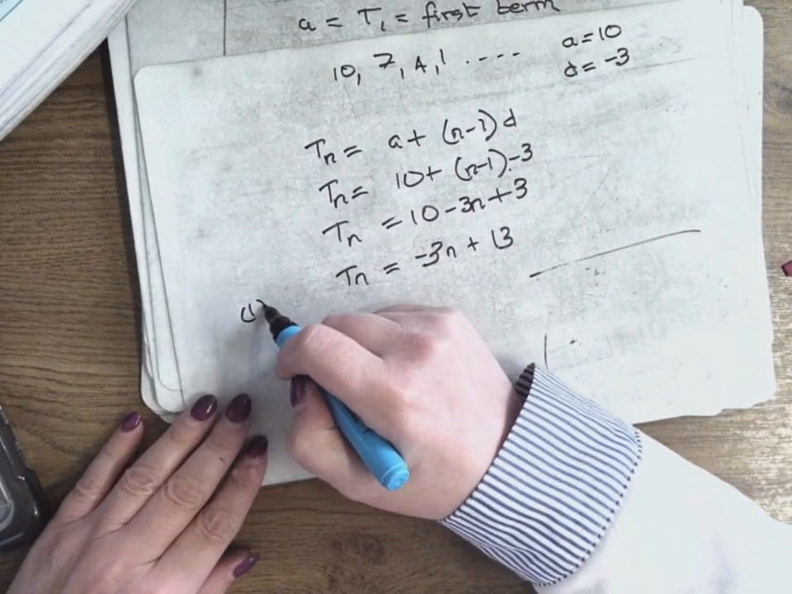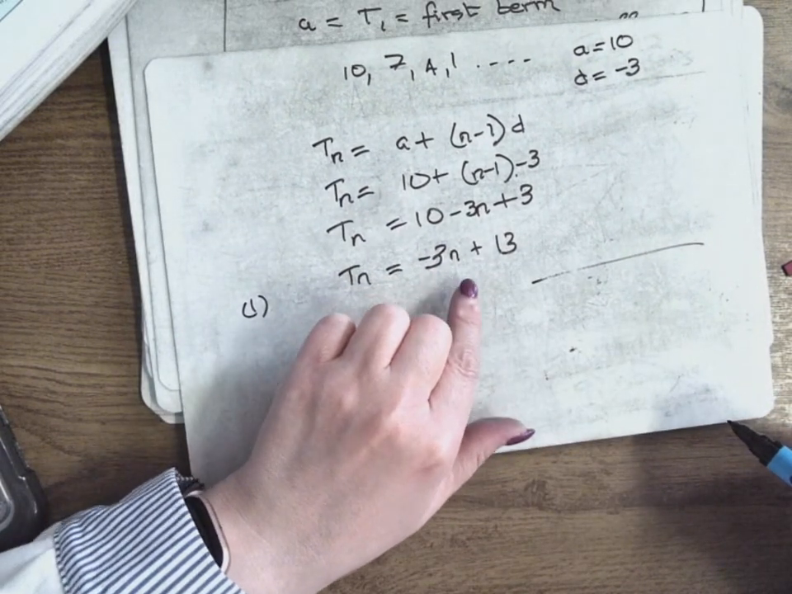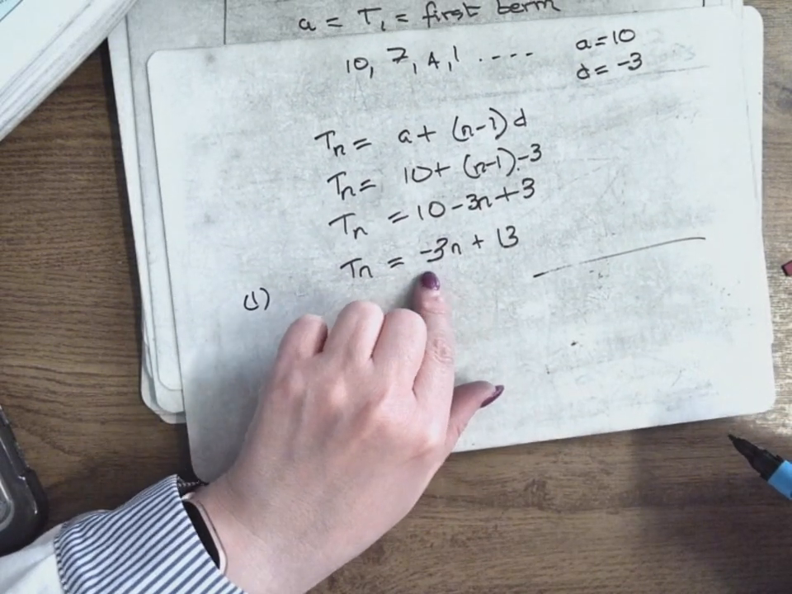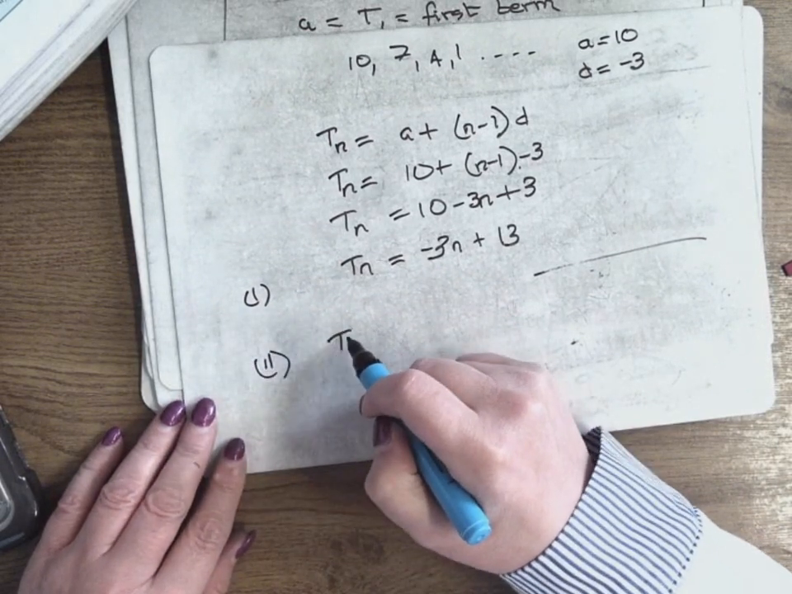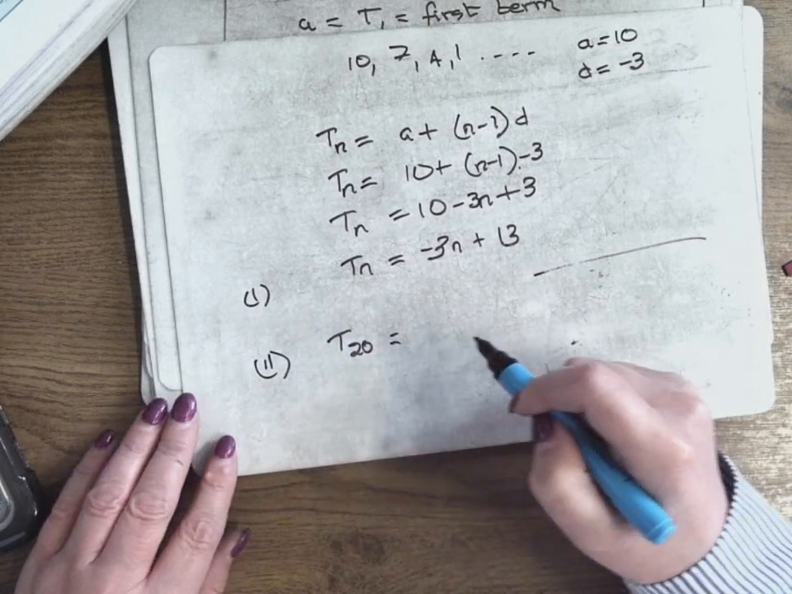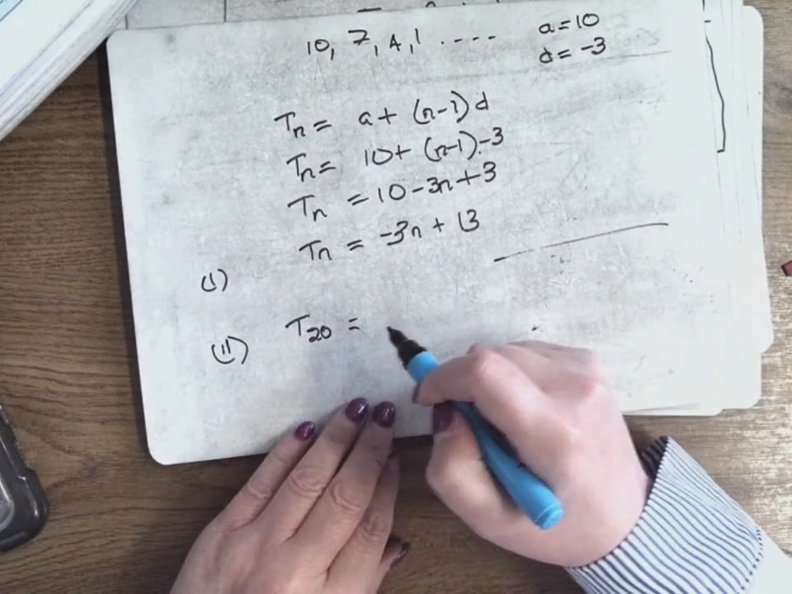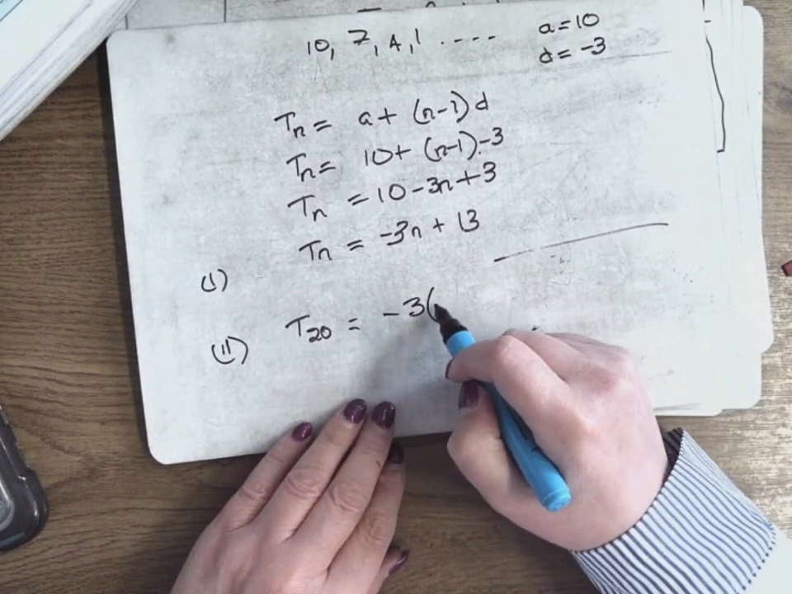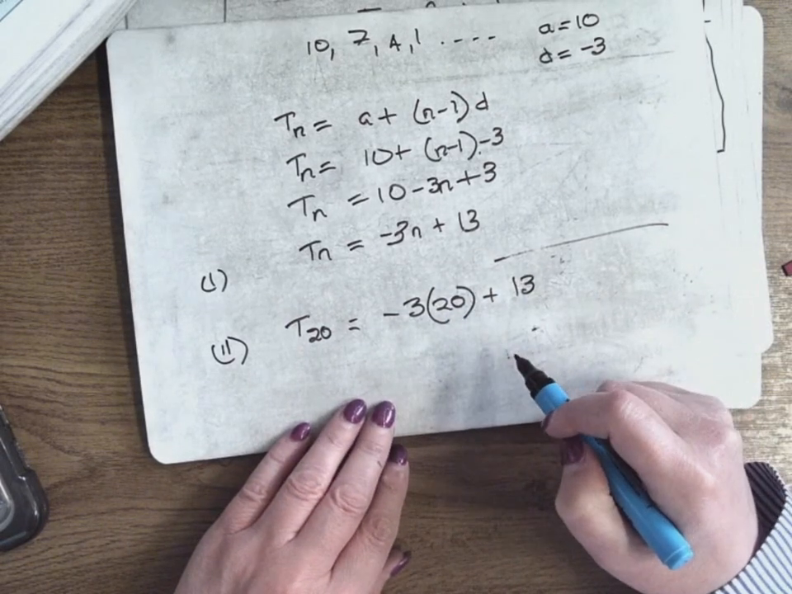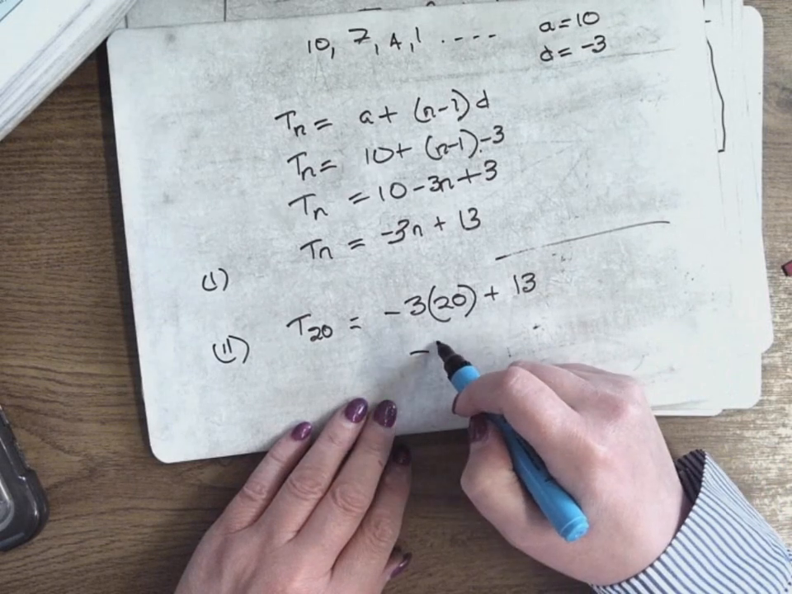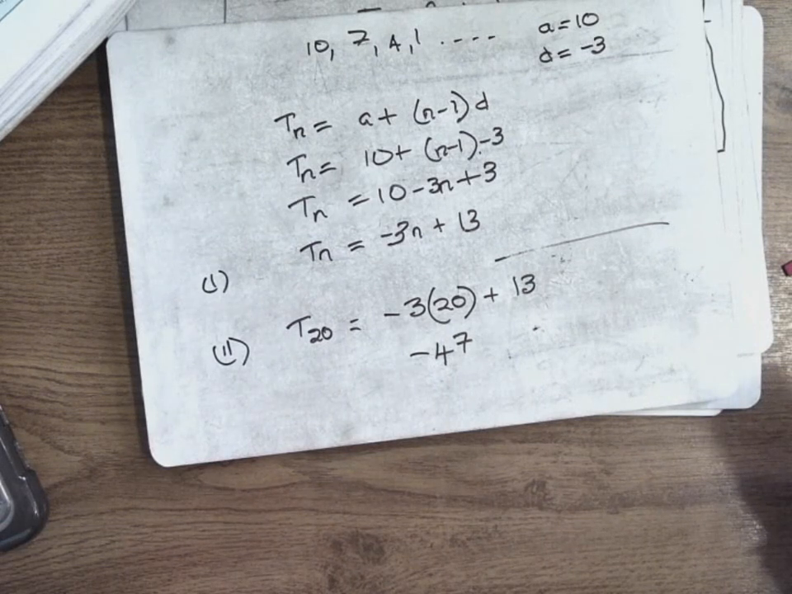Find Tn. So the general rule for that sequence is, if you want to get any term, you take the number of the term, multiply by minus 3 and add 13. In part 2, they asked me to find term 20. How will I find term 20? Everywhere I see an n, it's term number 20. So n stands for the number of the term. Everywhere I see an n, put in a 20. So it's minus 3 times 20 plus 13, which is minus 60 plus 13, which is minus 47. Is that okay? We good with that?